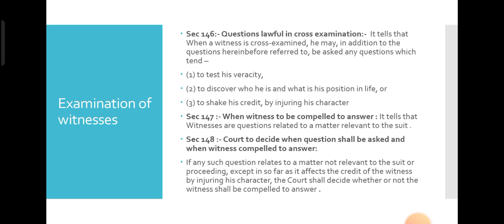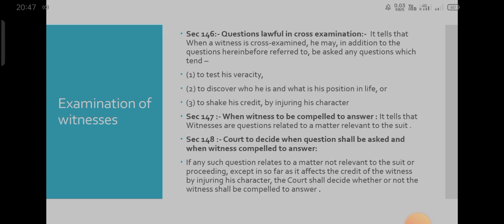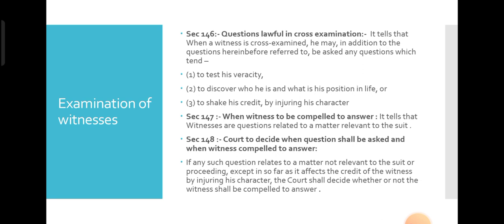And the next section is 147. It says when witnesses are to be compelled to answer. It basically tells that when witnesses are questioned, they are compelled to give the answer to the court. Now section 148 says the court is to decide when questions shall be asked and when the witness is compelled to answer. So the court will have the right to decide what questions will be asked and when, and whether the witness will be compelled to answer or not.